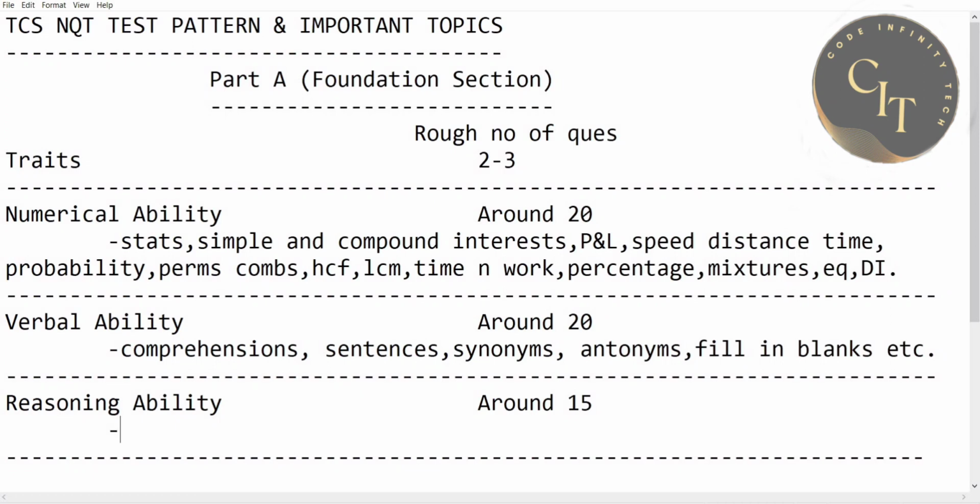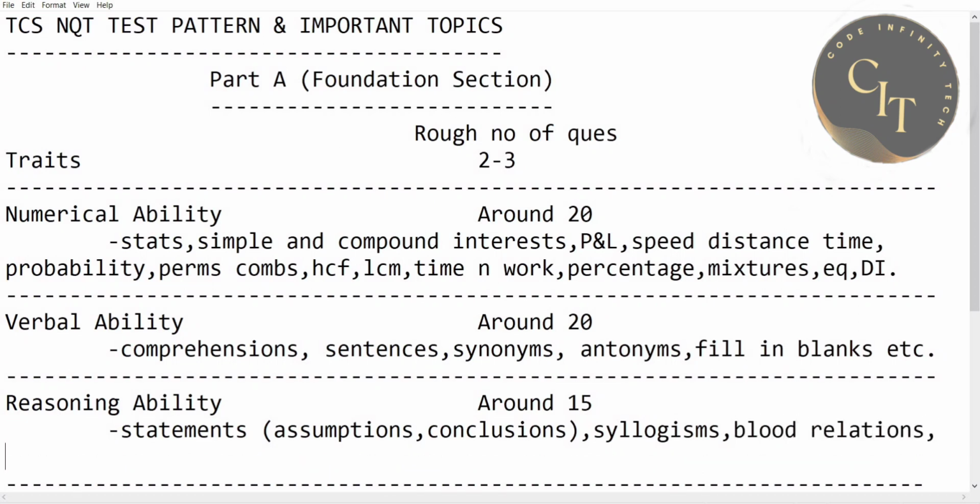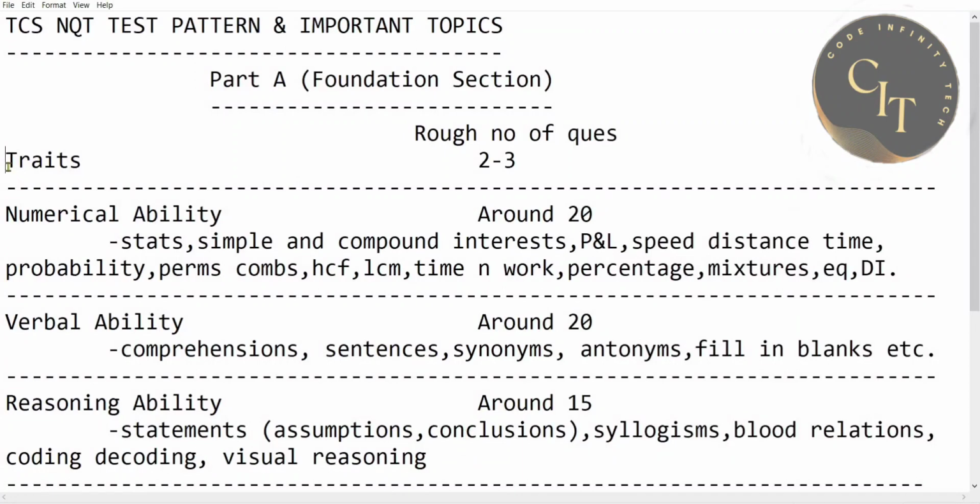Coming to the reasoning ability section, you will have questions on statements. You will be given a set of statements along with assumptions and conclusions, and you have to select the suitable options based on the question. Then you will have syllogisms, and then questions on blood relations, coding and decoding, and visual reasoning are the topics involved in reasoning ability. And finally, these are the topics for part A, the foundation section.